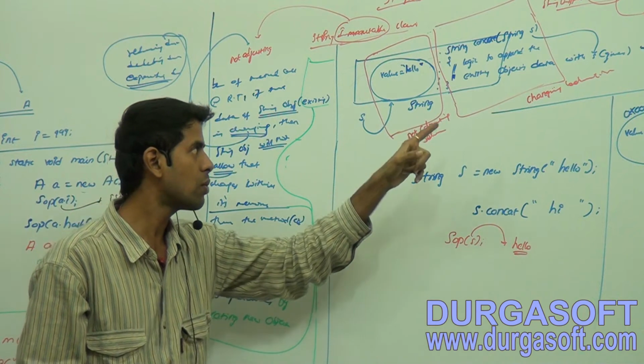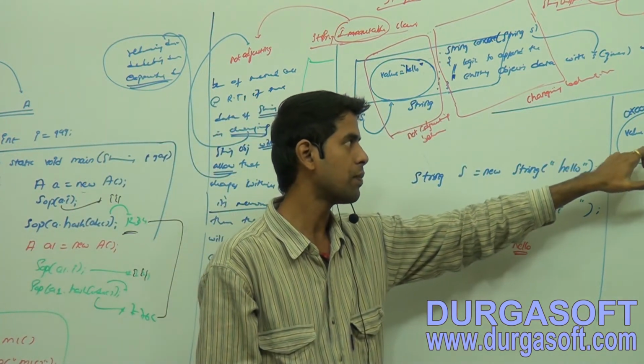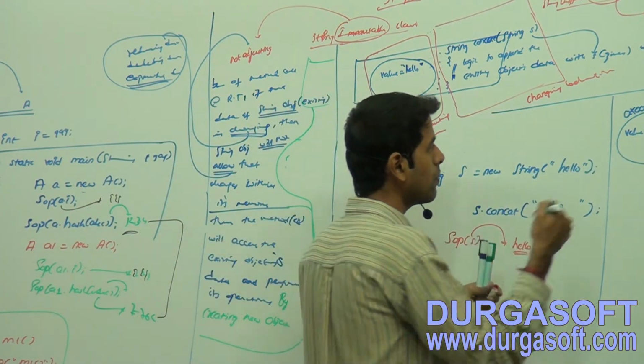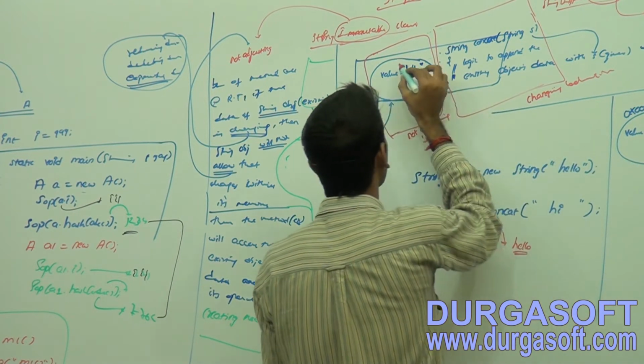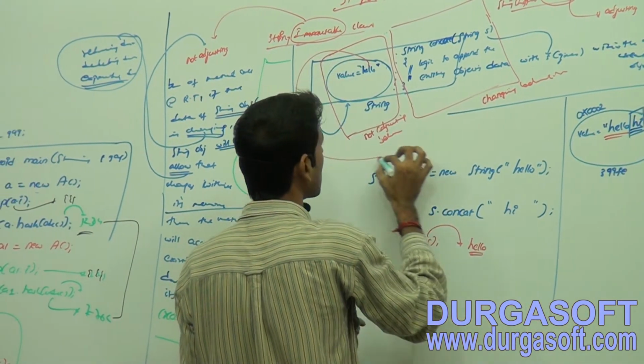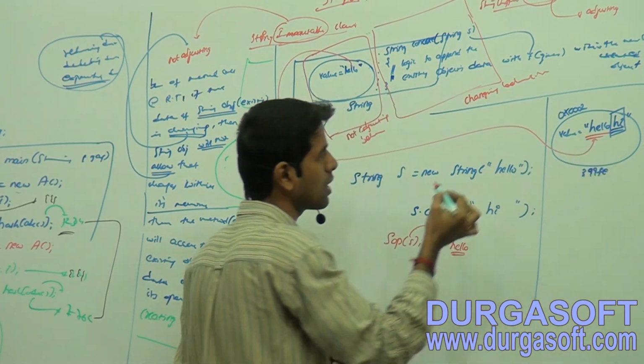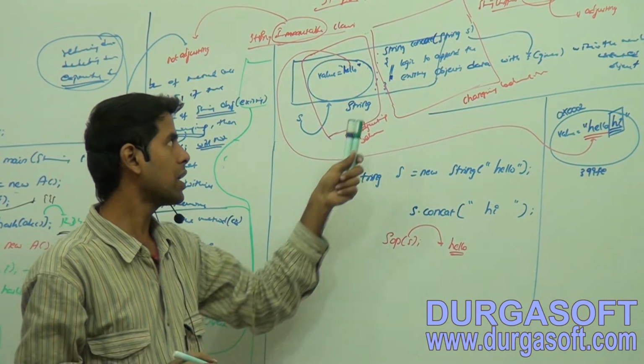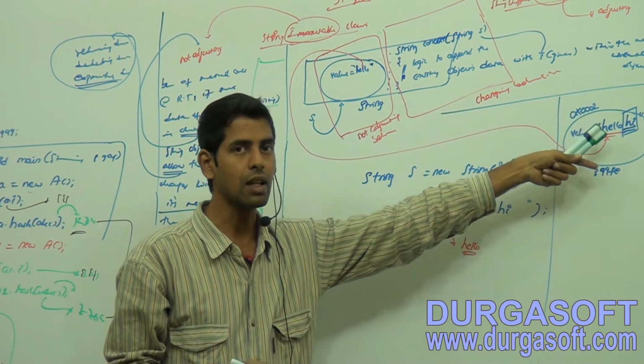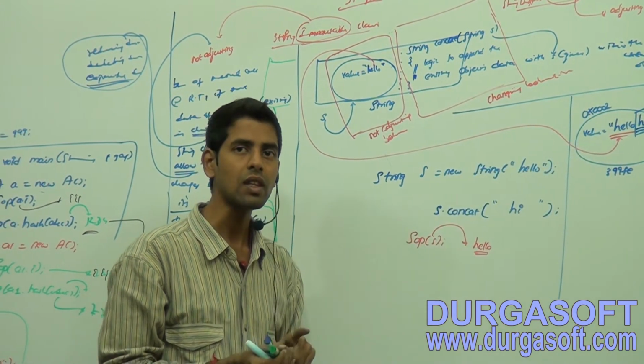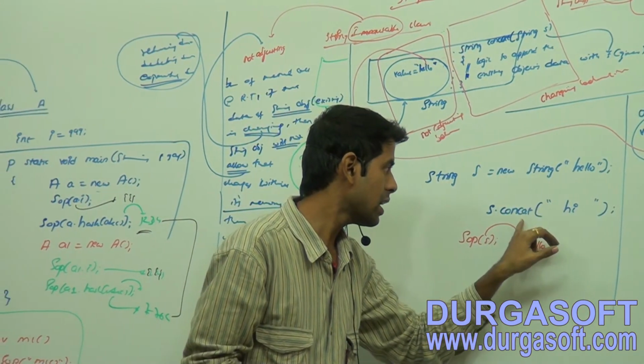So what is this method doing? It is creating a new object, accessing hello from this area, performing the appending to the existing data, and then returning a new object.